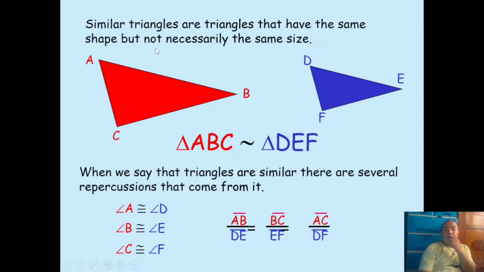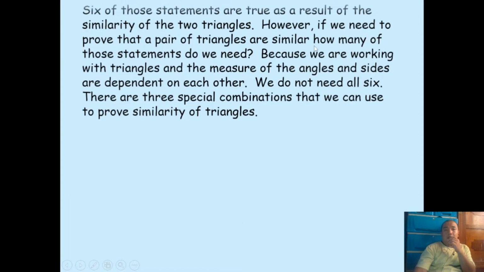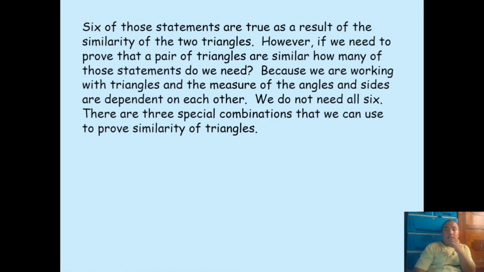This makes the definition of similar triangles evident, which states that they have the same shape but not necessarily the same size. So six of those statements are true as a result of the similarity of two triangles. However, if we need to prove that a pair of triangles are similar, how many of those statements do we need? Because we are working with triangles and the measures of the angles and sides are dependent on each other, we do not need all six. There are three special combinations that we can use to prove similarity of triangles.